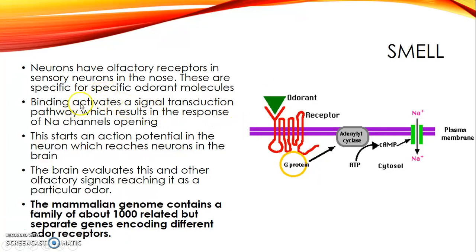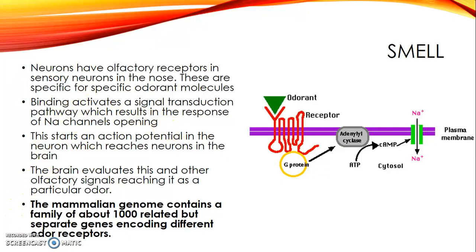The binding of the odorant molecule activates a signal transduction pathway, which you can see here. We have the G protein, we have adenylyl cyclase, which then produces second messenger cyclic AMP, and then cyclic AMP binds to sodium channels, causing the sodium channels to open and the sodium to flow in. As a result of the binding of this odorant molecule, that starts an action potential in this neuron that's in the nose. This neuron can then send the smell through other neurons to the brain. And then obviously it is the job of the brain to evaluate this smell and produce a response to it.